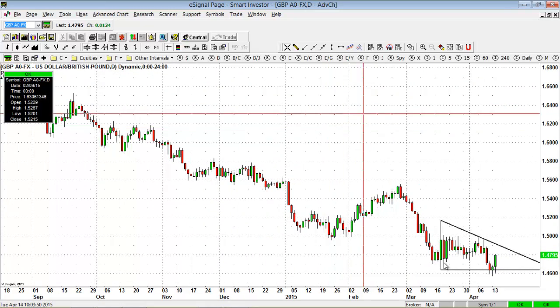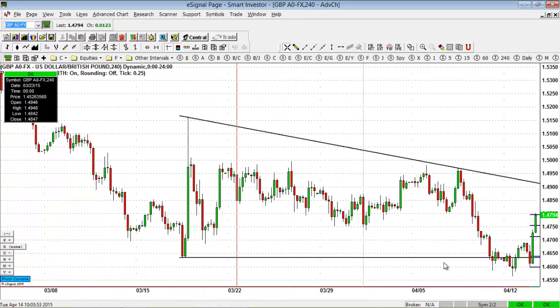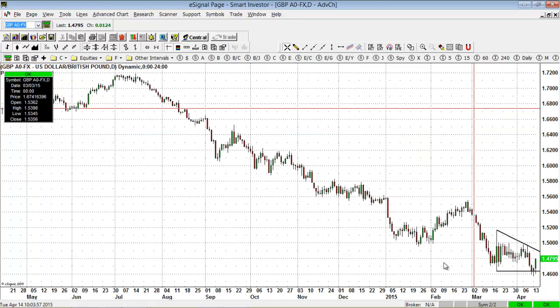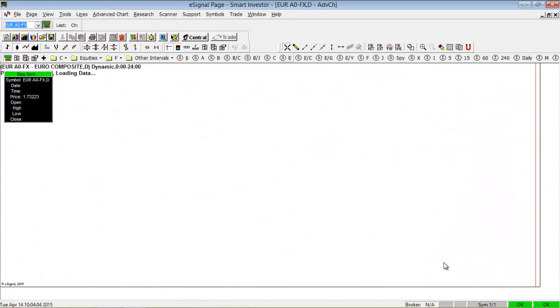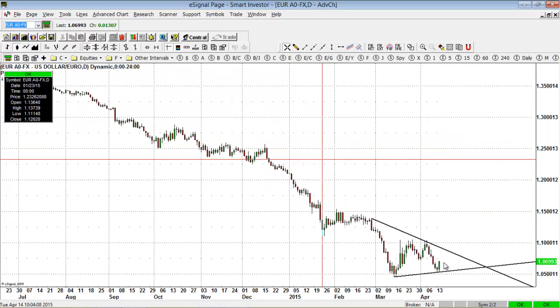British pound also in a consolidation pattern. You can see a triangle here, so it just feels like something is going to happen in either the upside or the downside. The market is going to break out of this triangle consolidation pattern, and that's where our opportunities lie.